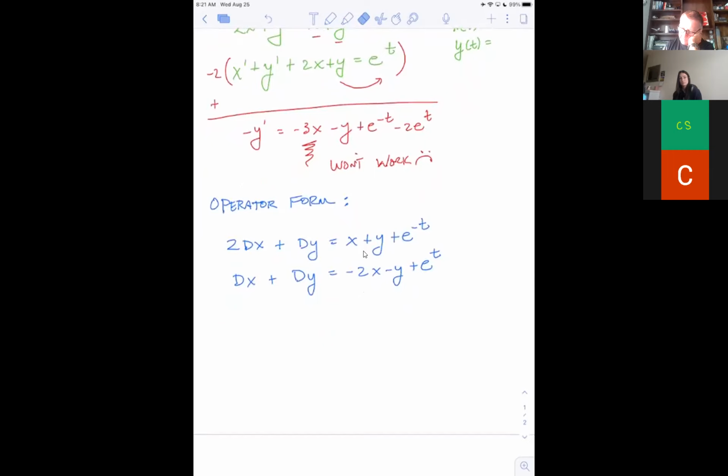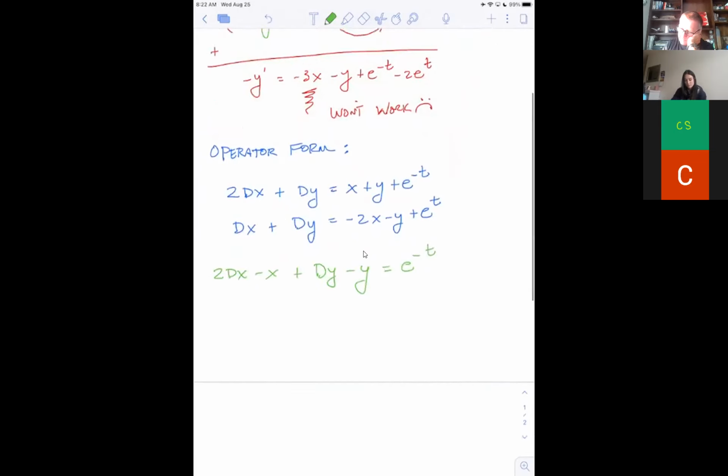In other words, if I rewrote this now as 2dx, but then I bring that x over there with it, subtract it to the other side, and then I have this plus dy, but then I've got a y term and I subtract it to the other side, and so all I have left is e to the negative t. Then do you notice the x is now kind of just an x? And so I'm going to factor that x out, leaving 2d minus 1. And I'm going to factor that y out, leaving d minus 1. And notice there's got to be a 1 there to kind of hold its place.